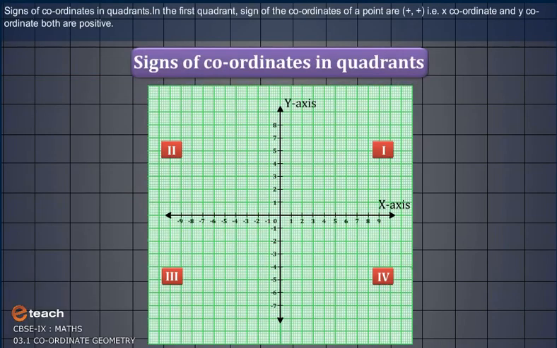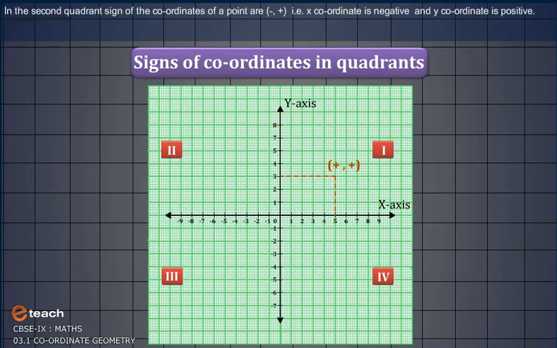Signs of coordinates in quadrants. In the first quadrant, the signs of the coordinates of a point are plus, plus. That is, the x-coordinate and y-coordinate both are positive. In the second quadrant, the signs of the coordinates of a point are minus, plus. That is, the x-coordinate is negative and the y-coordinate is positive.